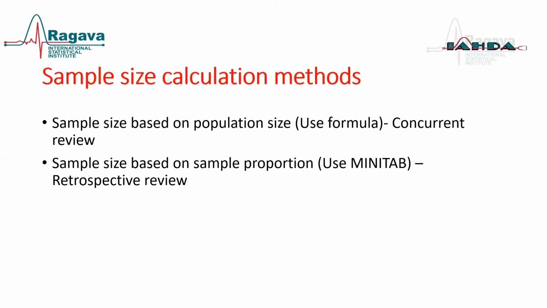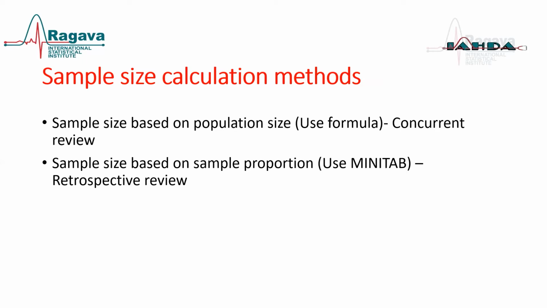Regarding sample size, if you are going to collect data, first we need to define our population. How to define population? If it is concurrent review, which one is population? The total number of admissions. Total number of admissions is the population size for concurrent review. What about for retrospective review? Total number of discharges is the population size for retrospective review. So always before sample size calculation, first we need to define our population size.